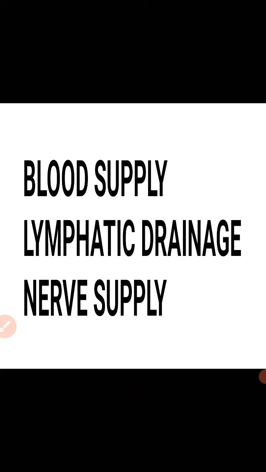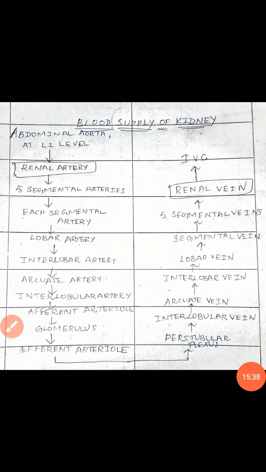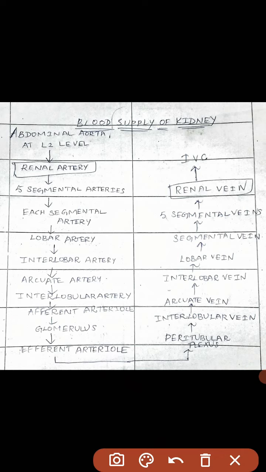The blood supply of kidney is mainly by renal artery and renal vein. This is the blood supply of kidney. So first, abdominal aorta at the level of L2 gives off renal artery, and the renal artery divides into 5 segmental arteries, and each segmental artery divides into lobar artery. Each lobar artery divides into interlobar artery. Each interlobar artery divides into arcuate artery, which divides into interlobular artery, which becomes afferent arteriole and reaches glomerulus.